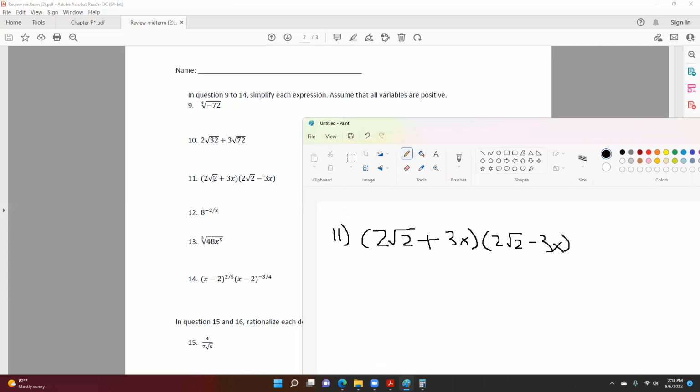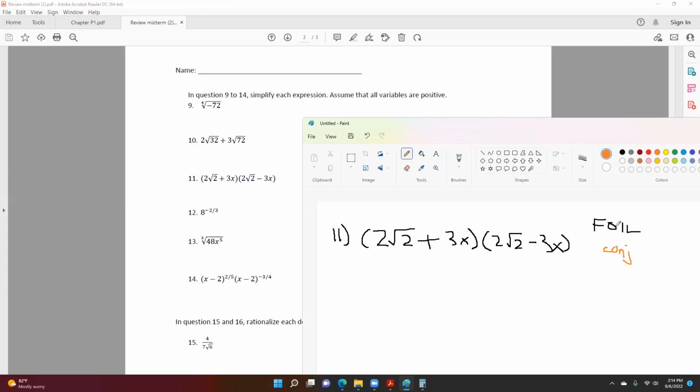Okay. Let's talk about question 11. This is multiplying, right? Because it's this times this. There's no addition or subtraction. This is multiplying, so this is a foiling way to do it. But if you look carefully, they are actually conjugates. You guys know what conjugate means? It looks exactly the same, but one is plus and one is minus. Do you know what happens when you foil a conjugate?